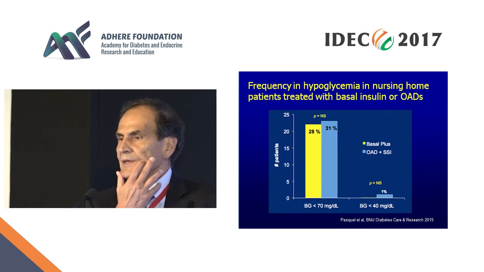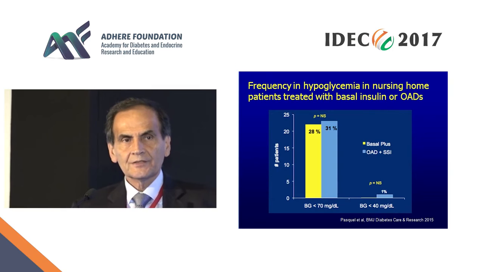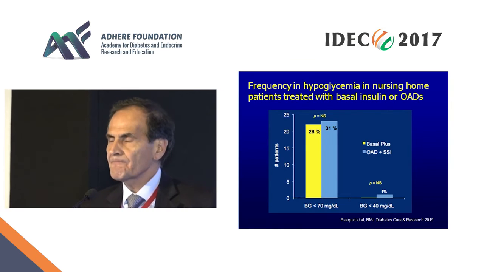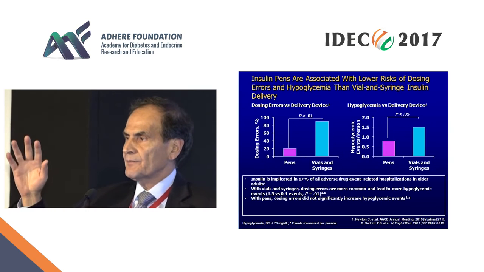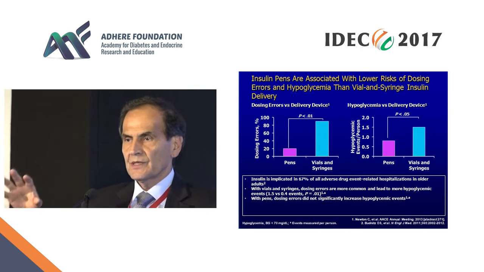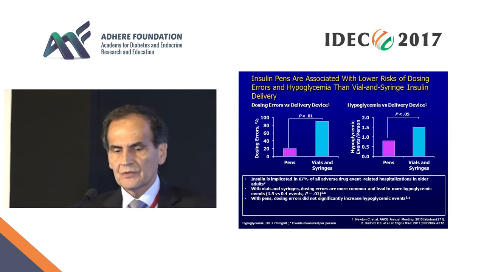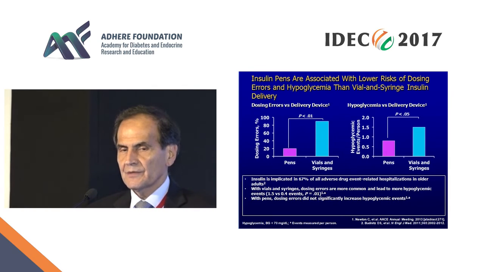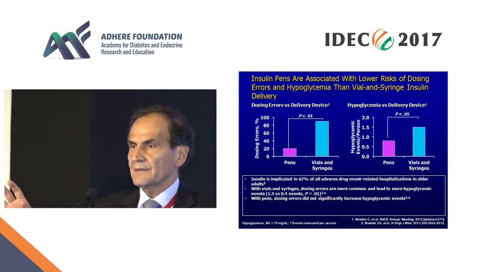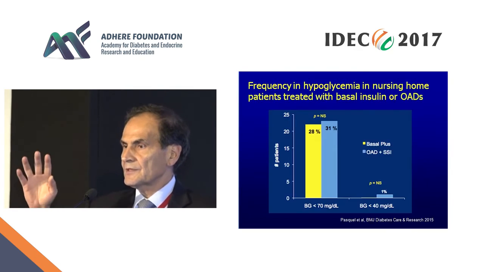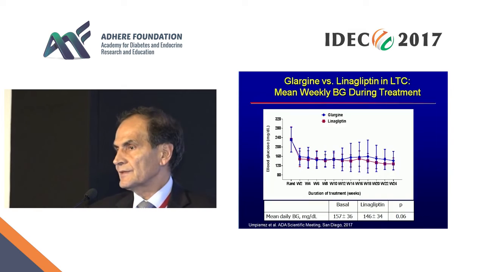So we just completed this study. I just finished writing yesterday, so it will be submitted very soon. We presented last week at the ADA. This was an ADA grant, and we had patients in the nursing home that were treated with oral agents or low-dose insulin. And those patients that had glucose greater than 180 or hemoglobin A1C greater than 7.5, we stopped everything except metformin. So we kept persons on metformin and we randomized to linagliptin or glargine.